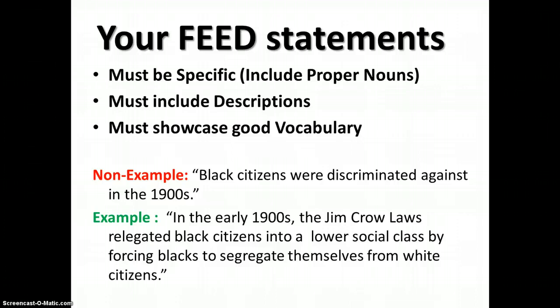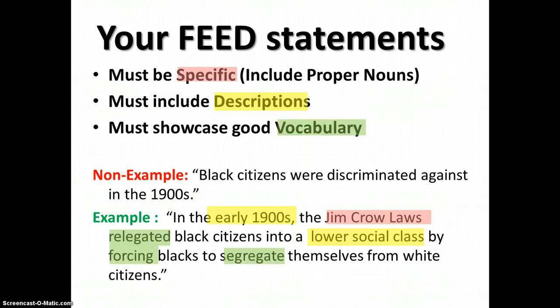Based on this example, you can start to see the specifics. Notice the proper nouns that were included, descriptions, when, and then the strong diction like relegated, forcing, and segregate.